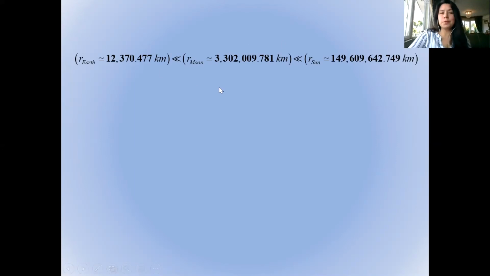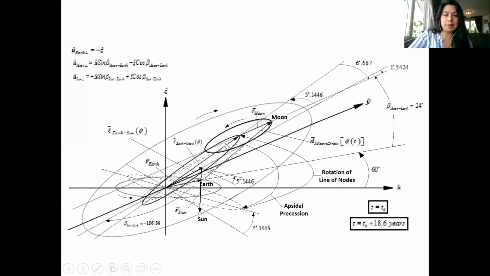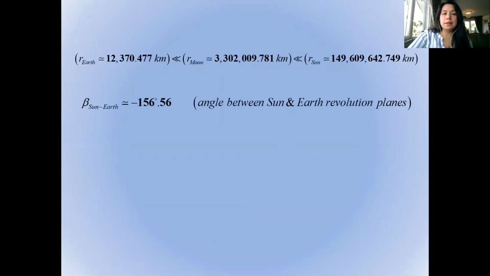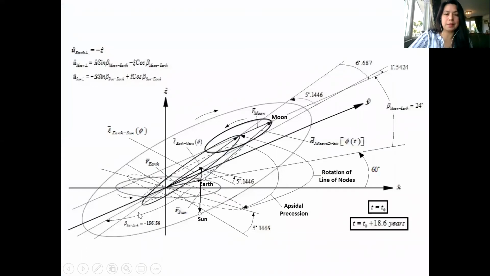Although these are approximate results, they give us an idea about the order of magnitude of their radii of individual orbits, because Earth's orbit is very, very small compared to that of the Sun, and the Moon's orbit is somewhere in between. As we can see, the Moon's orbit is also with an inclination closer to the orbital plane of the Sun. The inclination angle between the Sun and Earth's revolution planes is minus 156.56, as we can see here.